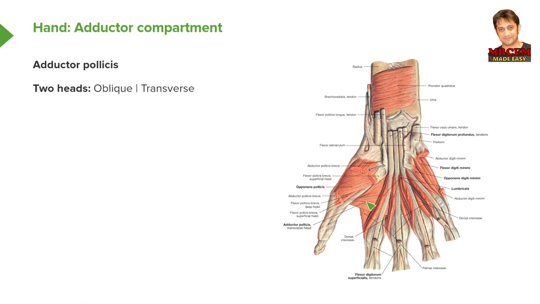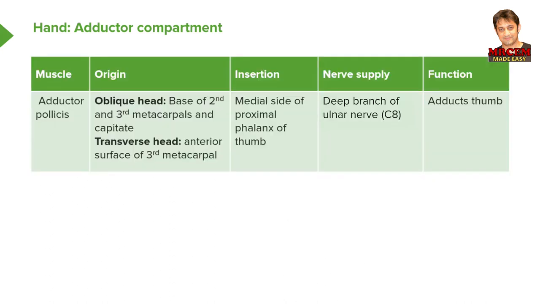And these two heads converge onto a common insertion point. So the adductor pollicis, its oblique head comes from the base of the second and third metacarpals and also the capitate bone. The transverse head comes from the anterior surface of the third metacarpal. So we can see the origin of the two heads.